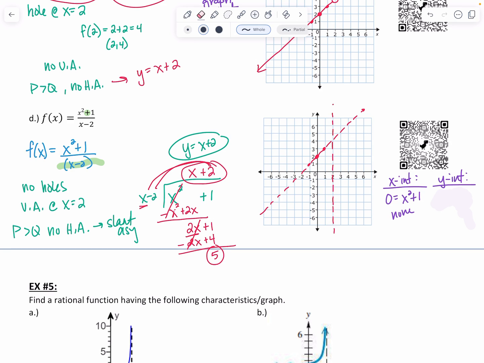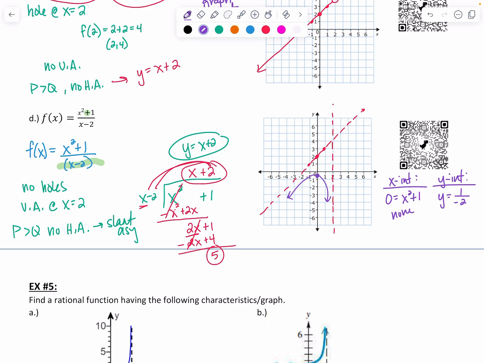So let's look at y-intercepts. In order to find our y-intercept, we're going to plug in 0 for x. If I plug in 0 to the numerator, I get positive 1. If I plug in 0 to the denominator, I get negative 2. So it looks like there's a y-intercept at y equals negative 1/2, which is about right there. So this gives me a good idea that I am going to swoop this way and not touch that slant asymptote, swoop this way and not touch the vertical asymptote.